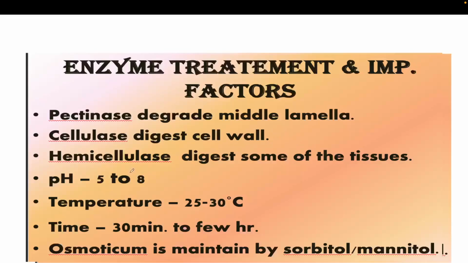While performing this enzymatic reaction, the pH should always be 5 to 8, the temperature should be 25 to 30 degrees Celsius, and the time taken is 30 minutes to 1 hour. This is the ideal condition for these enzymes to properly degrade the cell wall and the middle lamella. The osmoticum is maintained by sorbitol or mannitol, which are carbohydrates. These are the major things you require to isolate the protoplast.